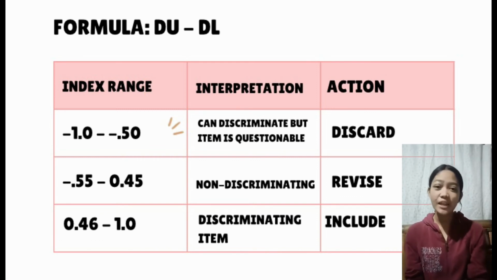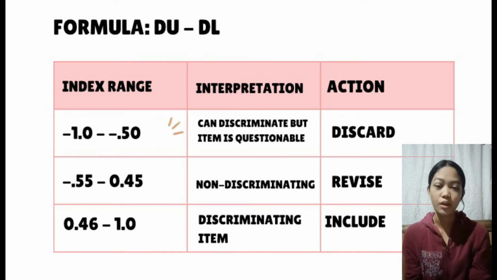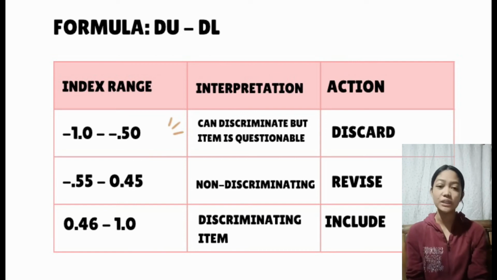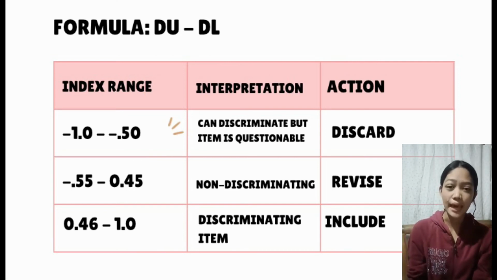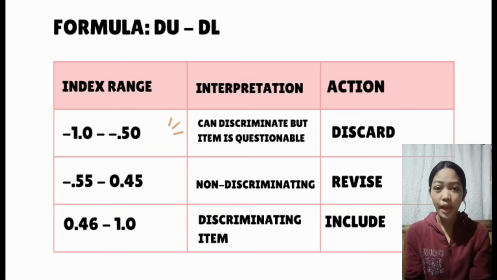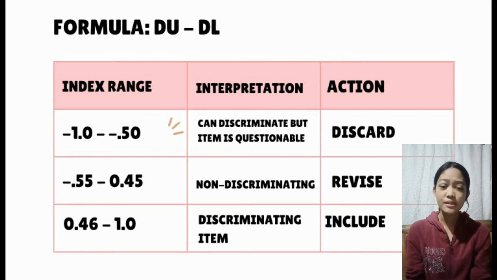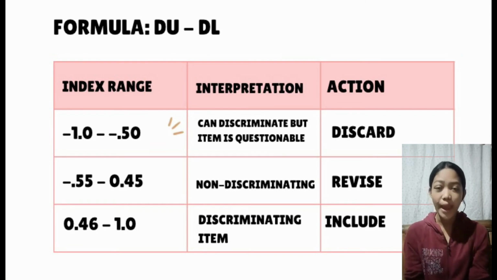So, here is the formula of the index of discrimination. As you can see, merong DU and DL. So, D represents the index of discrimination and U represents the upper group. Kaya, ang magiging basa nito ay discrimination index of upper group and discrimination index of lower group, or yung DL.